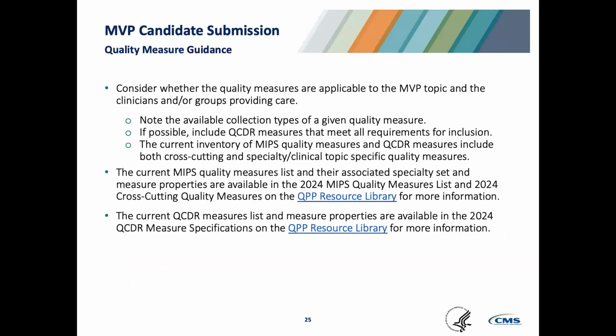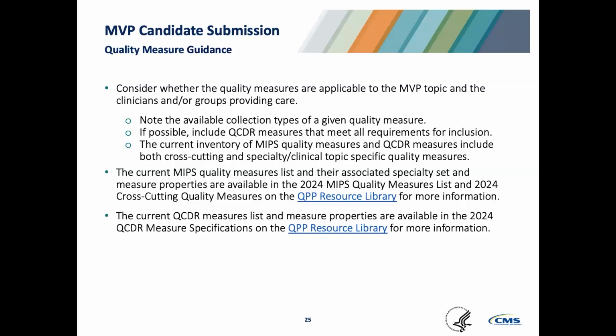Moving on to quality performance category guidance, consider whether the quality measures are applicable to the MVP topic and the clinicians and/or groups providing care. Note the available collection types of a given quality measure. If possible, include QCDR measures that meet all requirements for inclusion.